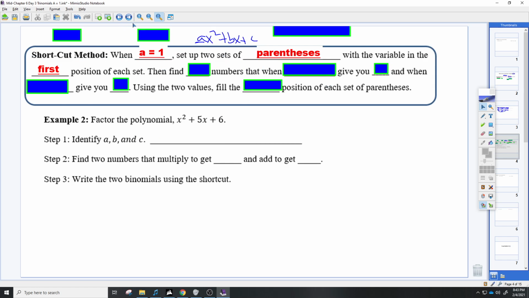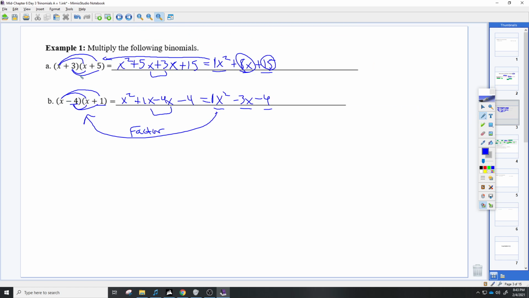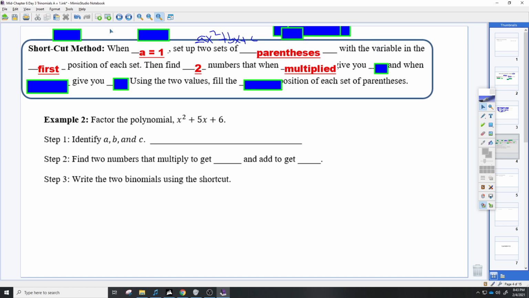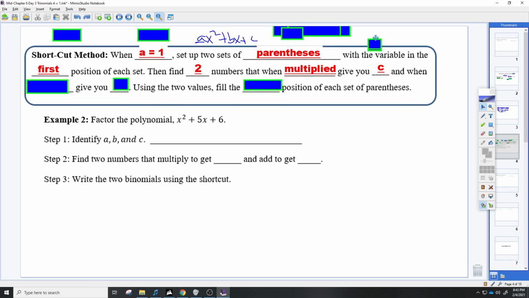So what I mean by first position is, this is the first position here, and this is the first position in that parentheses. Same thing here. So that's going to be pretty standard, putting x in there. And then you're going to find two numbers that when you multiply them together give you C. What's C? That's this last one right here.